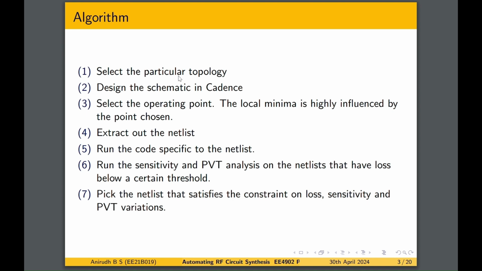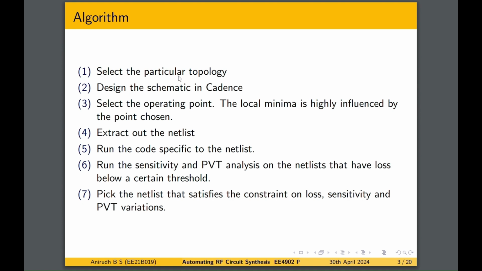The next step is to run the code corresponding to that particular netlist. By running the code specific to the netlist, I mean to say that the gradients need to be specified in accordance to a particular topology. Next, you need to pick a certain hyperparameter that sets the threshold of the loss below which you would term a netlist to be good.